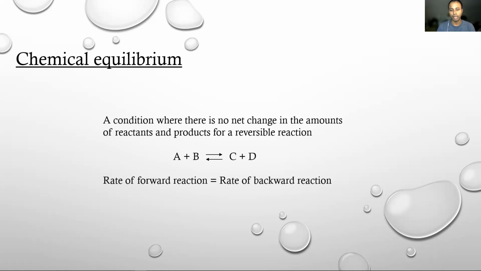So if A plus B goes on to make C and D, and this is a reversible reaction, initially there are only reactants A and B present, and there are no products C and D. And so only the forward reaction takes place. As the concentrations of products C and D build up, the backward reaction starts as well. And slowly, as the concentrations increase for C and D, the backward reaction increases. And so there comes a point when the rate of the forward reaction becomes equal to the rate of the backward reaction. That is known as the point of chemical equilibrium.